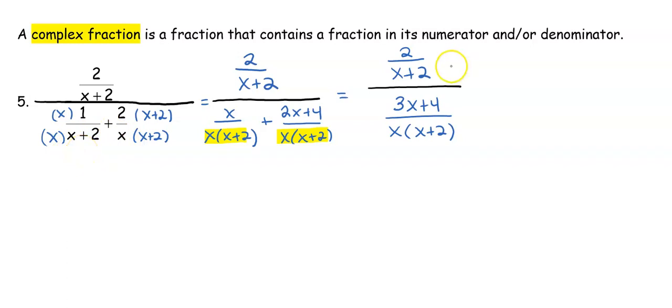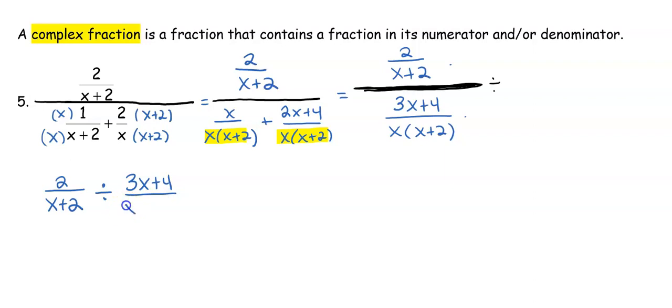Now that I have one fraction on top and one fraction on the bottom, this now becomes a simplification problem. And the key to remember is that this fraction symbol right here means division. So I'm going to start off by rewriting it: 2 over x plus 2 divided by 3x plus 4 over x times x plus 2. So instead of writing it as a fraction, I wrote it as a division problem.